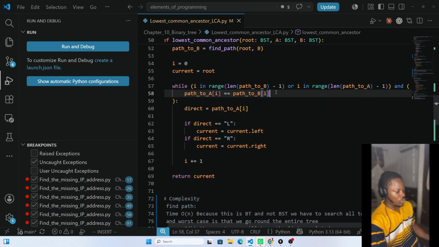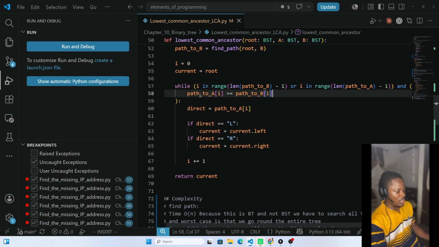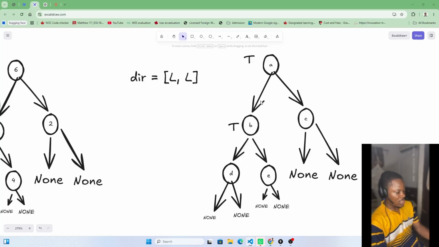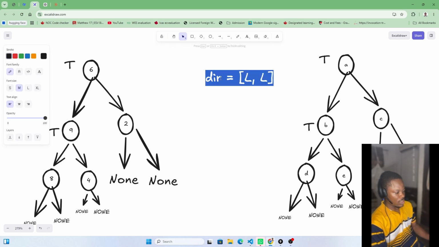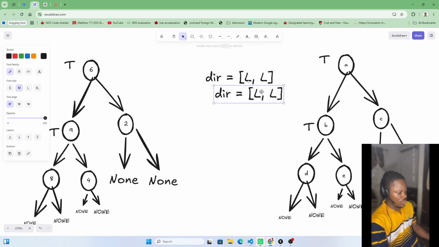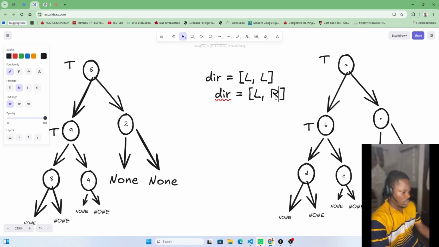And then one more condition, it says while A at index of i is equal to A at index of B. So this is the kicker. Basically what it's saying is, imagine we're looking for this direction is the direction to D. The direction to E would be left and right, right? So we have something like this, right?